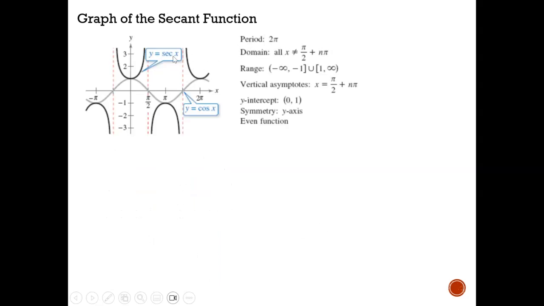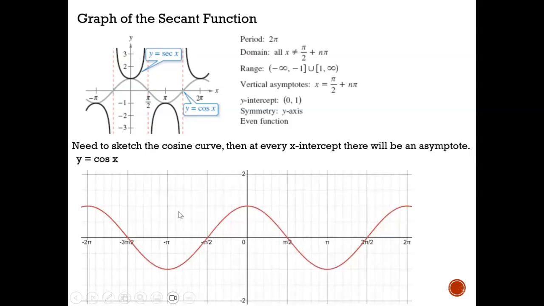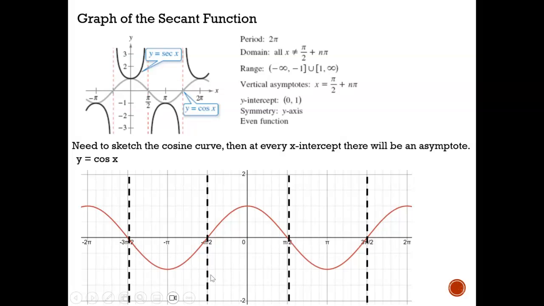Now, for the secant, it's the same thing, right? But now you're going to have to graph first the cosine. Right, so remember, guys, this was my cosine graph because the cosine starts at the amplitude. So at every intercept, it's going to be a vertical asymptote. But here, guys, it's going to be at every pi over 2. Also back here at negative 3 pi over 2.